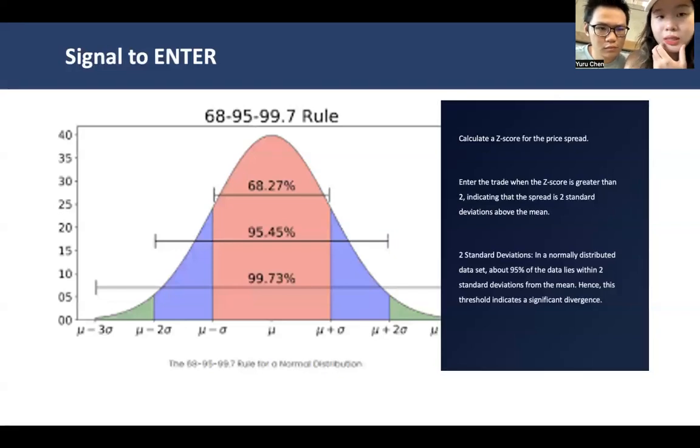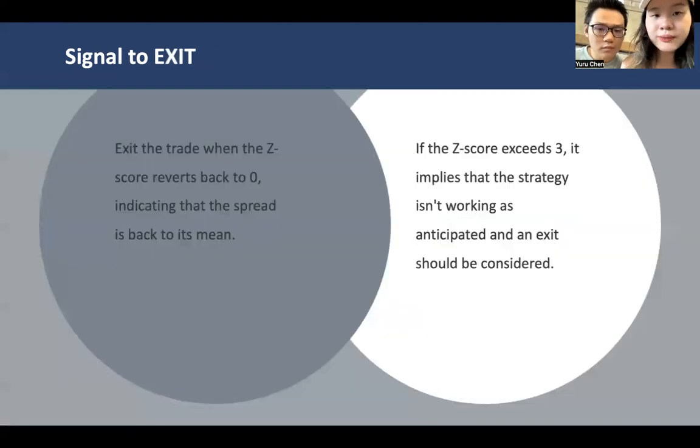We used z-scores to determine the signal to enter. We first calculated the z-score for the price spread, and we decided to enter the trade when the z-score is greater than 2, indicating that the spread is 2 standard deviations from the mean. From the left graph, we can see that in a normally distributed data set, about 95% of the data lies within 2 standard deviations from the mean. So the threshold indicates a very significant divergence.